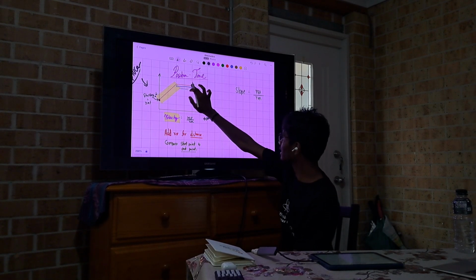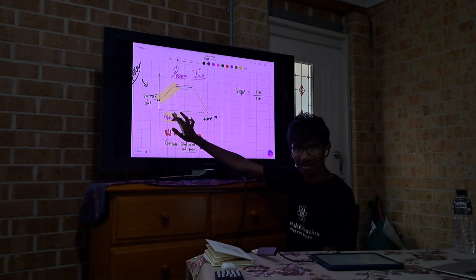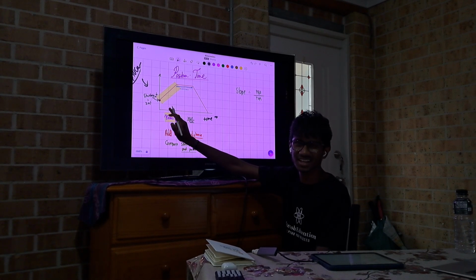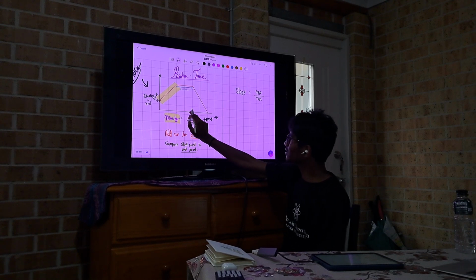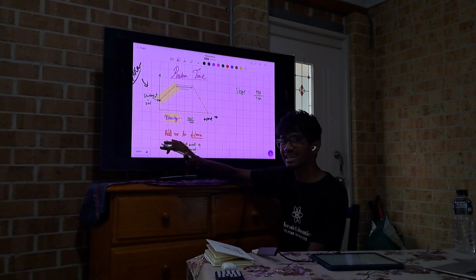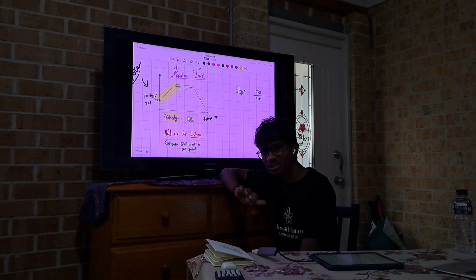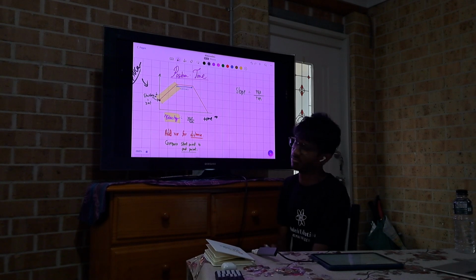So this is velocity and that's velocity. What's happening here? As you can read, it's stationary. The object is stationary from 2 seconds to 4 seconds. He's stationary, he's not moving. So in a position time graph, he's stationary.